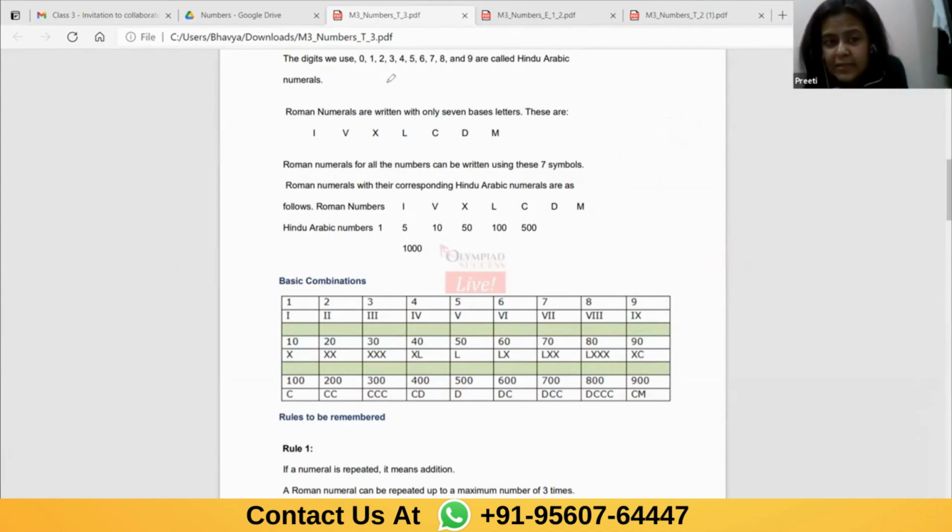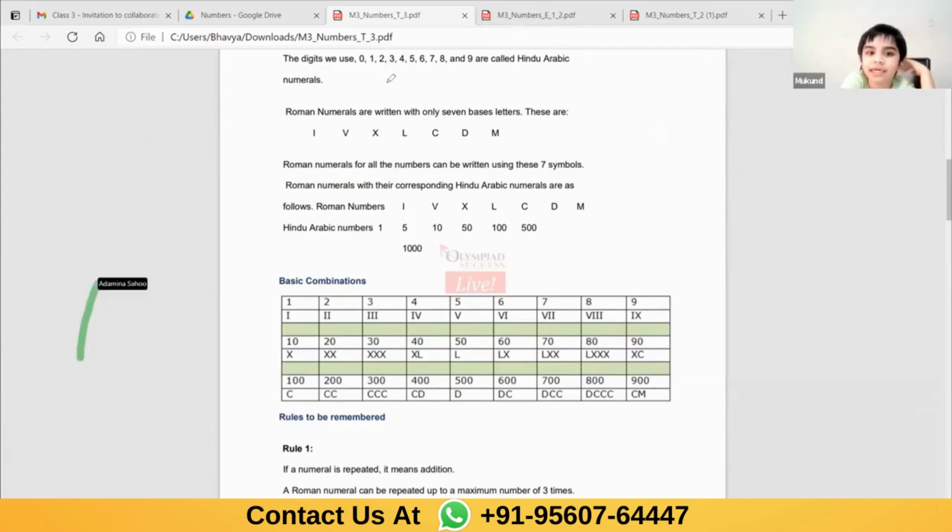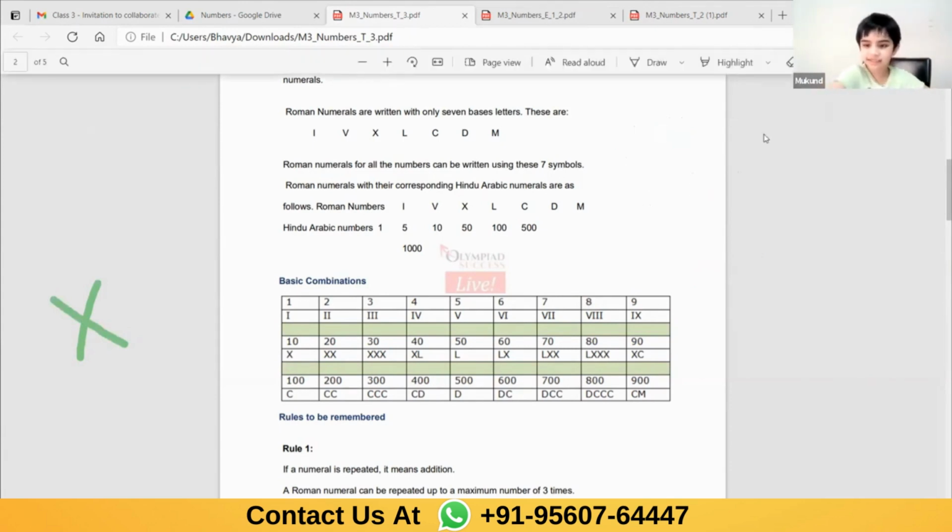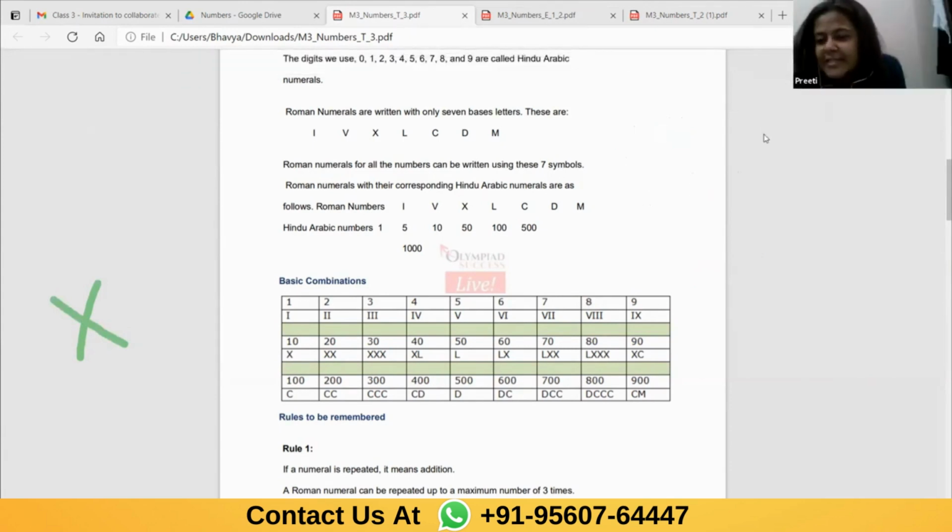Yes, go ahead. Ma'am, this is Mukund. For 15, we will write X and then V. Correct. Absolutely right, because 10 plus 5 is 15. And then what to do for 16? XVI, because VI is 6 and X is 10. Similarly, 10 plus 7 is 17, so XVII.